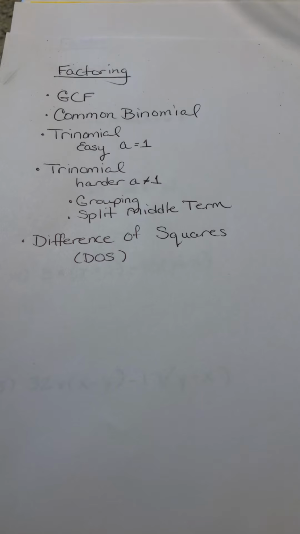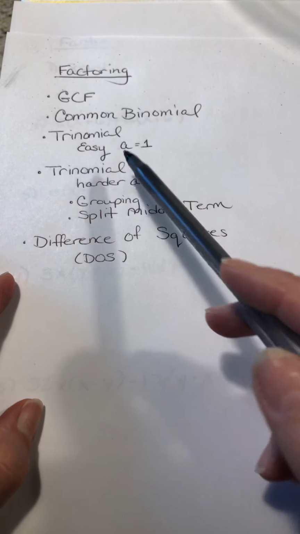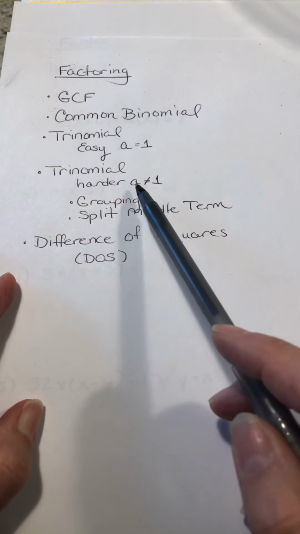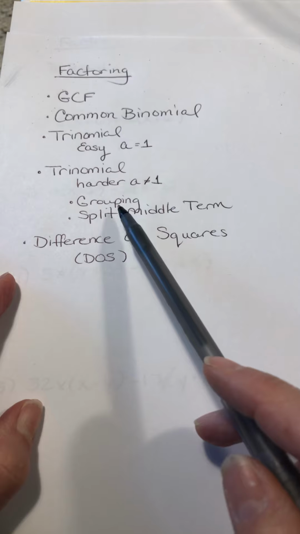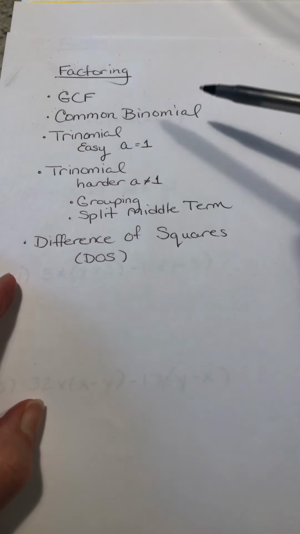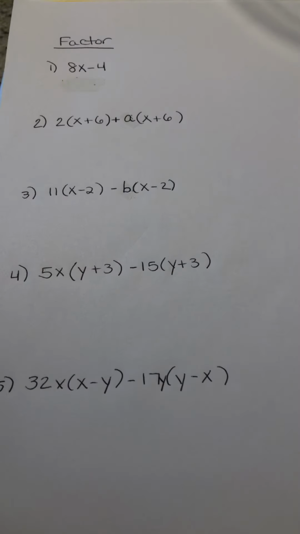Common binomial factoring, which is almost like what it sounds like. A binomial has two terms, so we're going to be looking at common binomial. We have what we call trinomial, so that's when we have three terms. And there are two different types. There's ones where the a value is 1 and a is not 1. We have grouping, splitting the middle term, and then what we call difference of squares. Today we're going to focus on common binomial, which is very similar to GCF factoring.